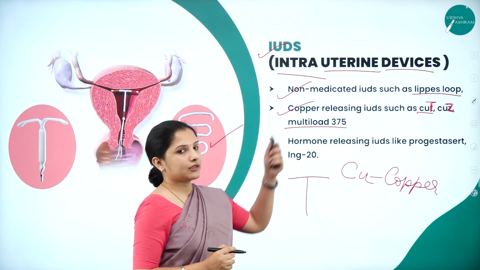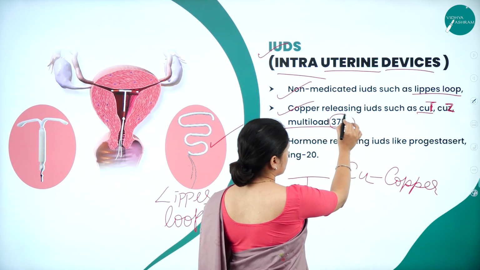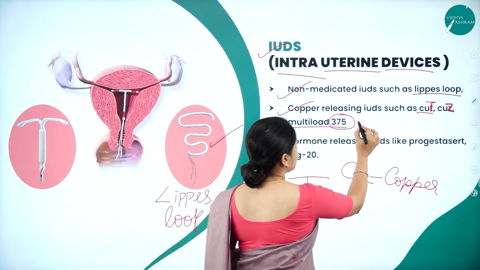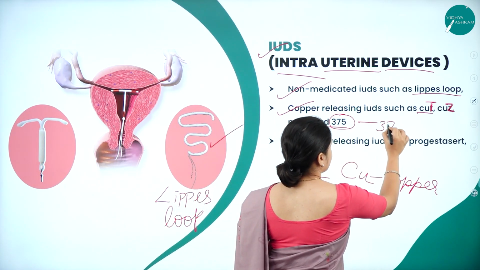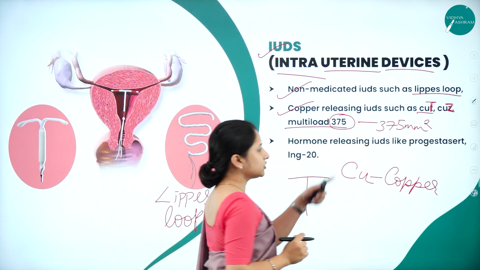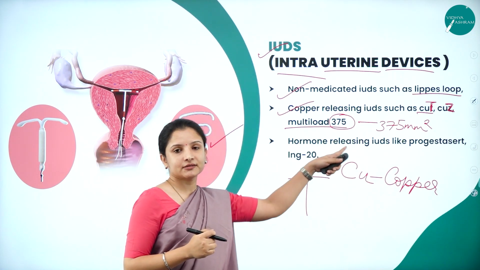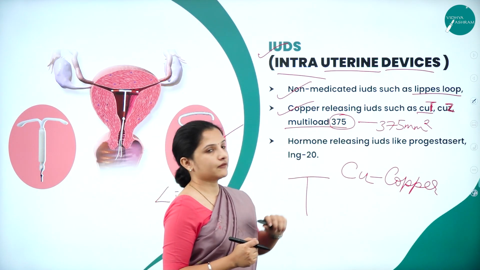Why it is called multi-load 375 depends on this number. The copper wire that is used is 375 millimeter square. So the length of the copper wire used in this particular device is 375 millimeter square. That is why it is called multi-load 375.